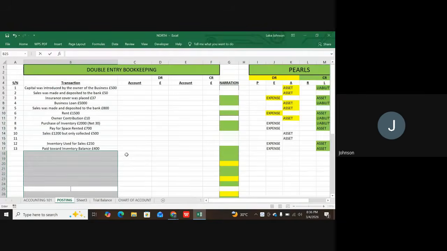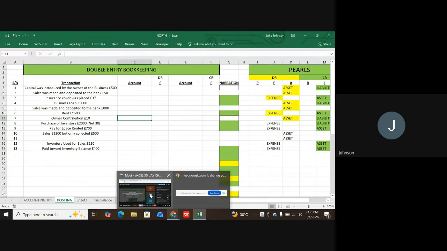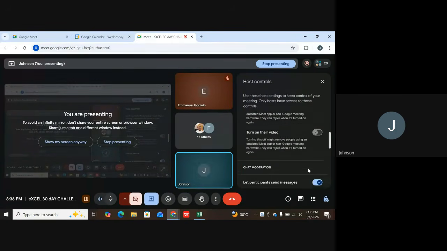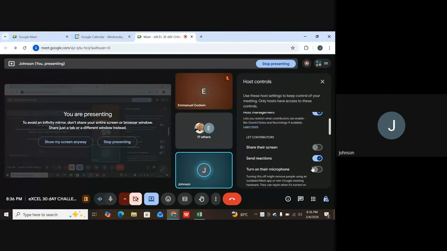So let's now start. The first transaction that is happening is this. Number one, they say capital was introduced by the owner into the business. How much was introduced? 500 pounds was actually introduced into the business. So once money is introduced into the business, two accounts are always affected. So what account and what account are affected? So I think at this junction, this is where I need us to give our input so that we can be carried along in the posting. Okay, so let's make the errors together. Let's do the corrections together so that we can all learn.